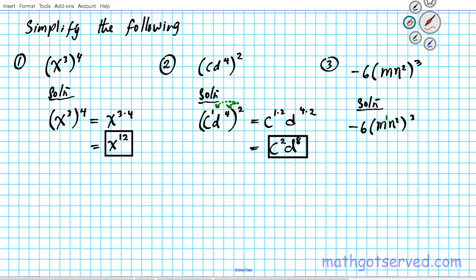Now we're going to distribute this power 3 to 1, and we're going to distribute it to 2. It's going to be a multiplicative relationship here. Operations. So we have -6 m to the 1 times 3, n to the 2 times 3. And then if you work that out, you get -6m to the third power, n to the 6th power. And that's the answer to question number 3.